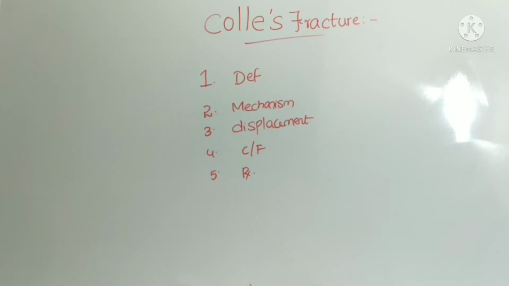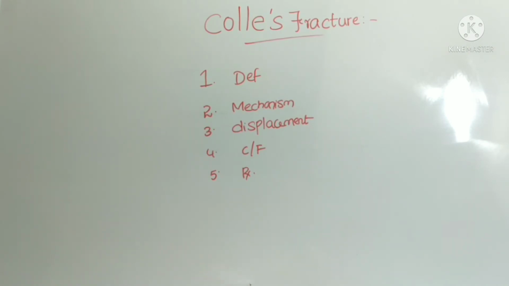Displacements. What are the displacements seen in this? The lower fragment of radius displaces upwards, backwards and laterally. We said the abnormality will be noticed in the lower end of radius within 2.5 centimeters of the wrist joint in the definition itself, so you have to mention that point in the displacement. The lower fragment of radius displaces upwards, backwards and laterally. Supination of this lower fragment is seen.